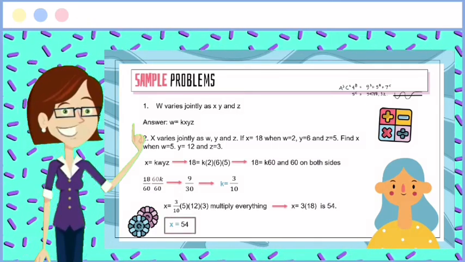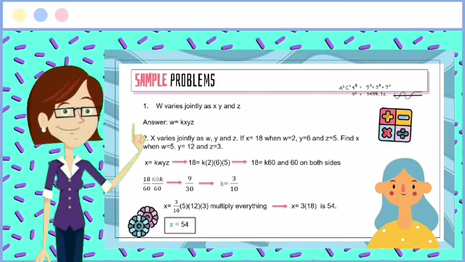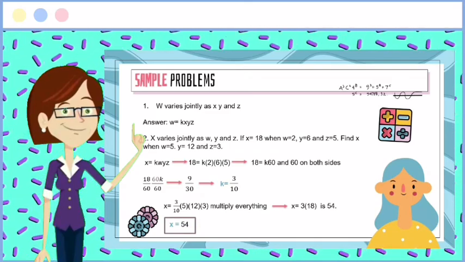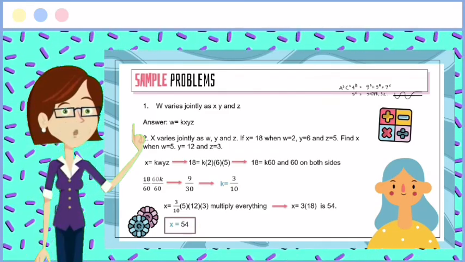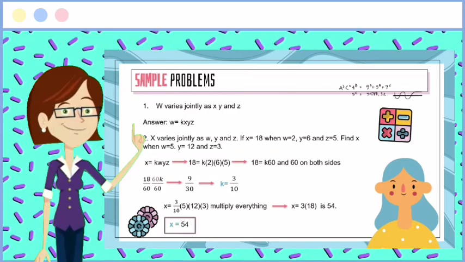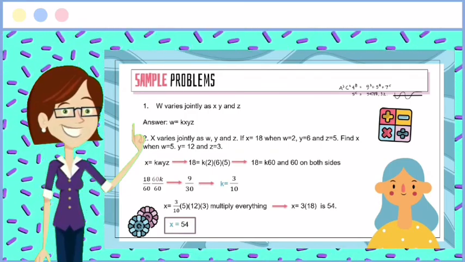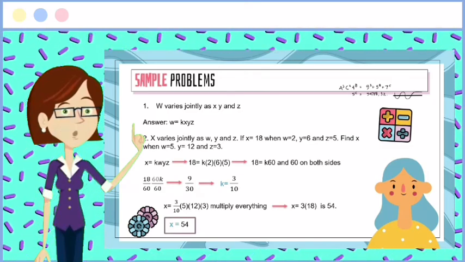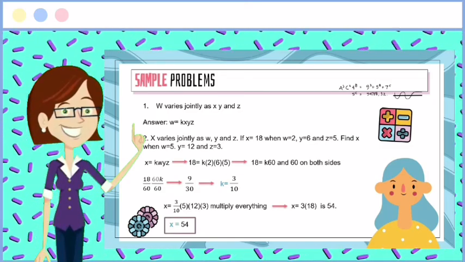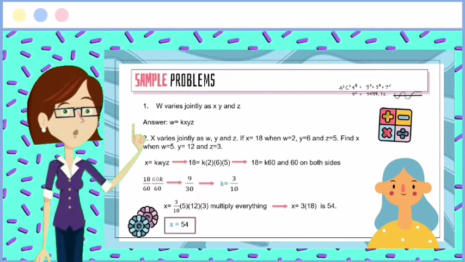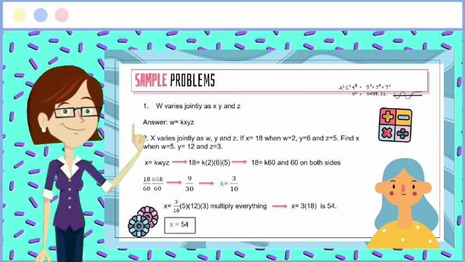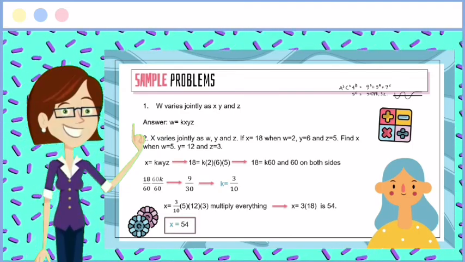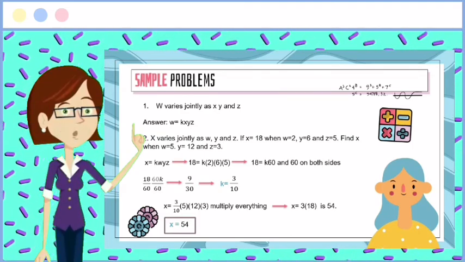Now, we have to illustrate the equation by substituting the given values, so it will be 18 is equal to constant of variation multiplied by 2, 6, and 5. Then calculate it. After calculating, our constant of variation will be 3 over 10. Now, in order to find the x, just substitute the given values and our constant of variation, so our answer will be x is equal to 54.